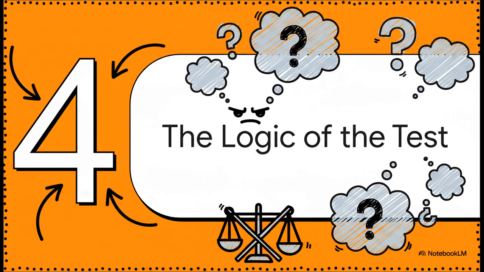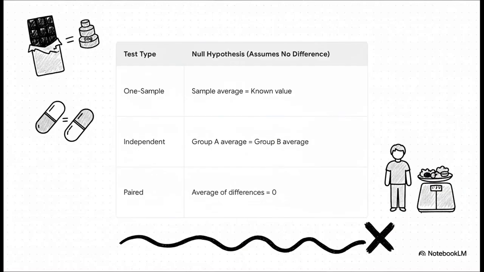Okay, so we know what these tests do, but how do they actually think? What's the logic here? Well, the whole thing starts with a really simple, kind of skeptical assumption. This assumption is called the null hypothesis, and in plain English, it just means the test starts by assuming there is no real difference. It assumes that chocolate bars really are 50 grams on average, that both painkillers are basically the same, and that the diet, well, it does absolutely nothing. The entire job of the test is to see if we have enough evidence to prove that skeptical assumption wrong.